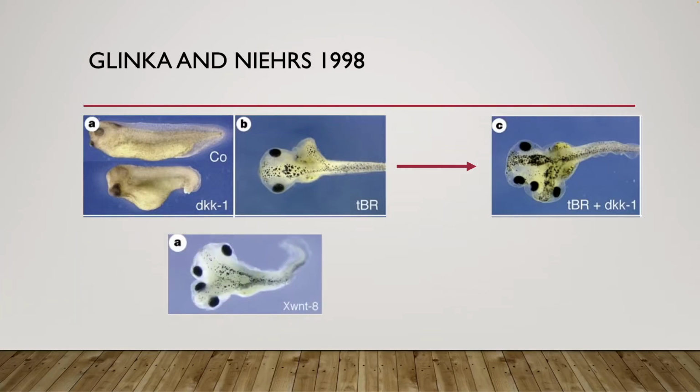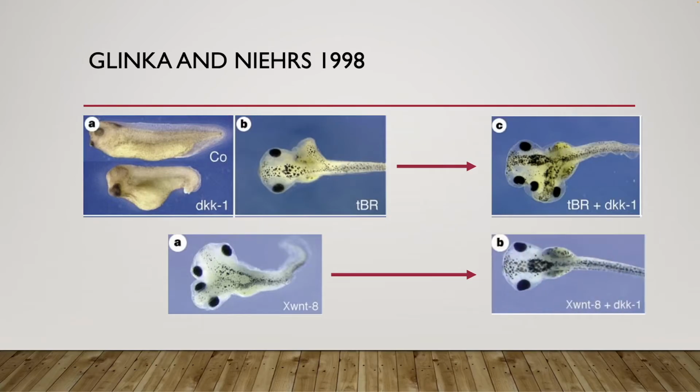DKK was further characterized by its ability to inhibit Wnt signaling. DKK1 was able to rescue a Xenopus that had a secondary axis induction caused by an overexpression of Wnt. Co-injection of DKK1 with Wnt resulted in a normal Xenopus. DKK was also found to be able to inhibit late-acting Wnt8. In both cases, DKK operated extracellularly.